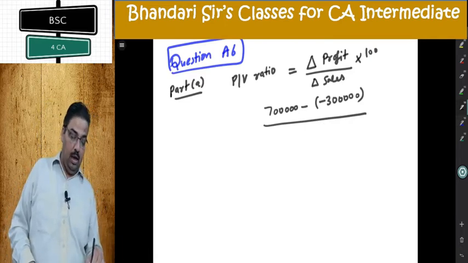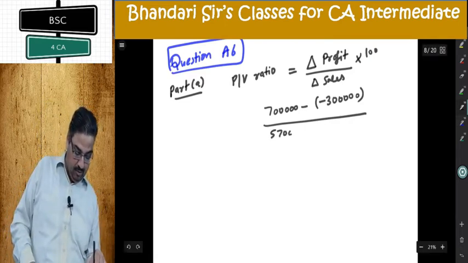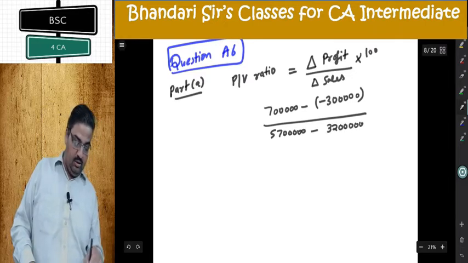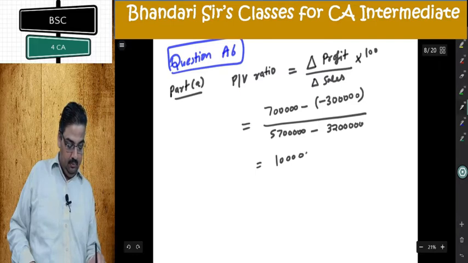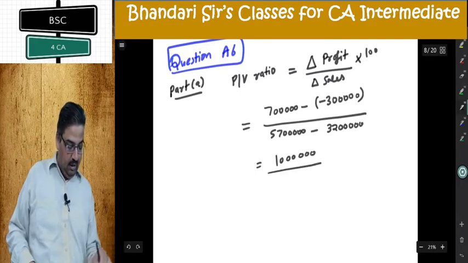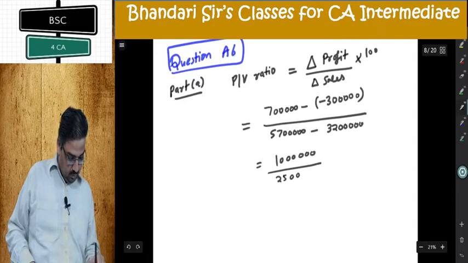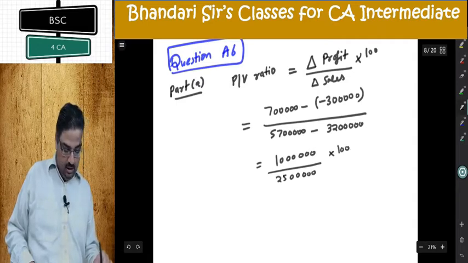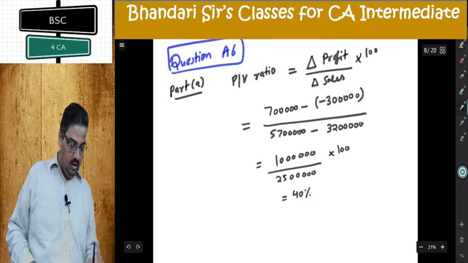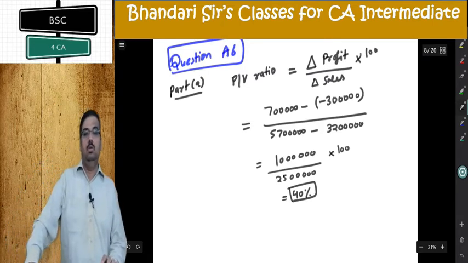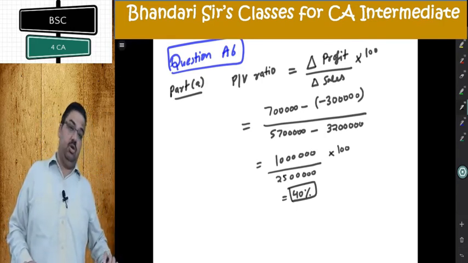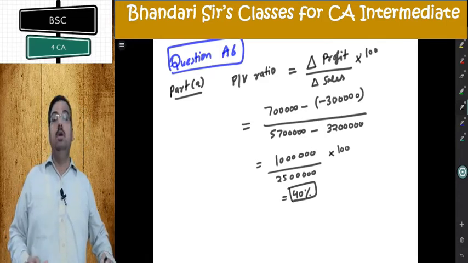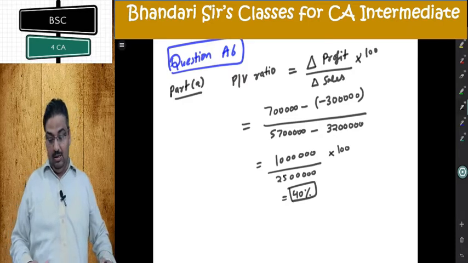High minus low. Higher sale 57 lakh minus 32 lakh. Sale is not negative, so it remains positive at the bottom. This becomes 10 lakh divided by 25 lakh into 100. It makes PV ratio 40%. Which year's PV ratio is 40%? Both the years. For change also, 2008 also, 2009 also, PV ratio is bound to be 40%. That is A part.